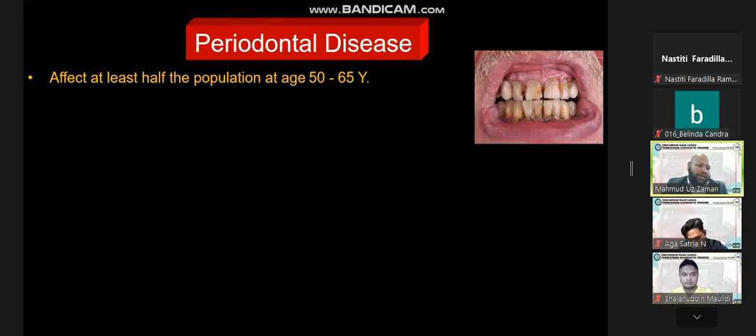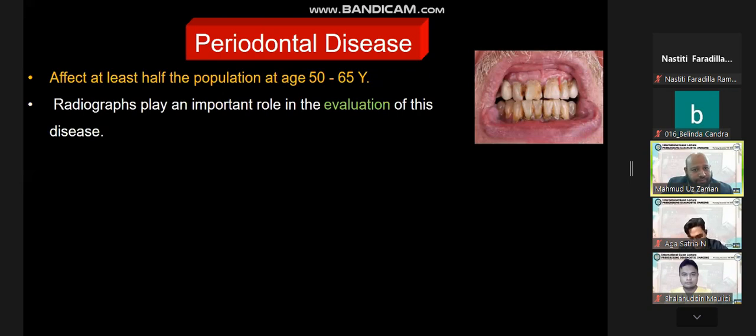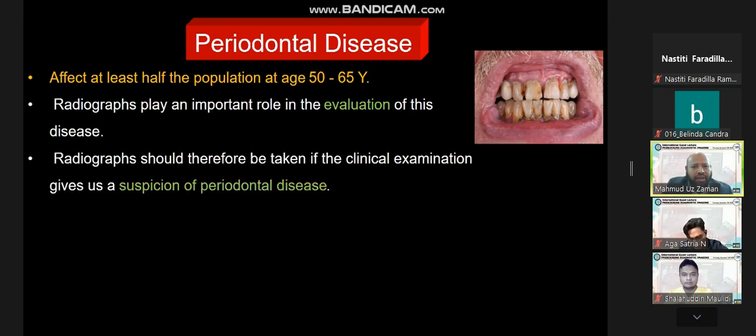So most of the cases, in patients from 50 to 65 years or more, you will find periodontal disease. And the radiograph will help you in evaluation of the disease or the extent of the bone loss. But always, first you will have the clinical examination. Clinical examination will indicate what type of radiograph you need for this particular patient.